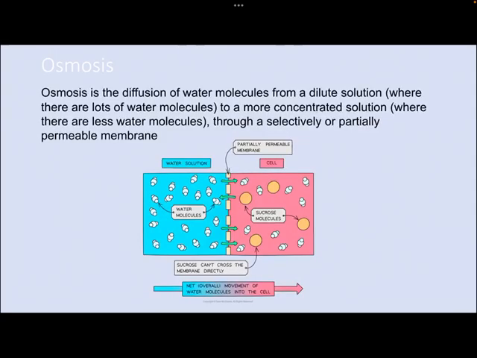Osmosis is the diffusion of water molecules from a dilute solution, like the diagram on the left where there's lots of water molecules, to a more concentrated solution, the diagram on the right where there are less water molecules, through a selectively or partially permeable membrane. So the key thing to know is that it is the movement of water, 1 mark, from a dilute to a more concentrated solution, for the 2nd mark, through a selectively permeable membrane, for the 3rd mark.